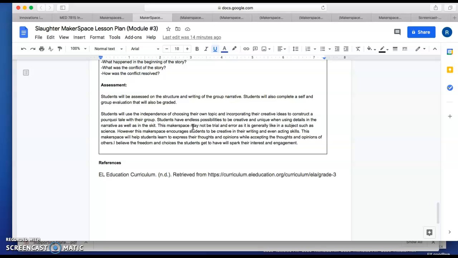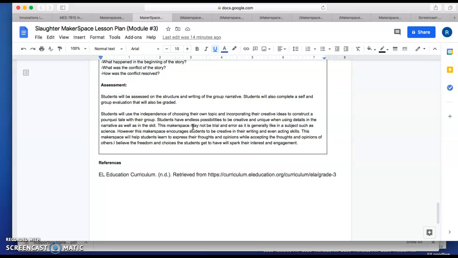Students will use the independence of choosing their own topic and incorporating their creative ideas to construct a pourquoi tale with their group. Students have endless possibilities to be creative and unique when using details in their narrative as well as the skit. The MakerSpace may not be trial and error, as it generally is in a subject such as science. However, this MakerSpace encourages students to be creative in their writing and even acting skills.